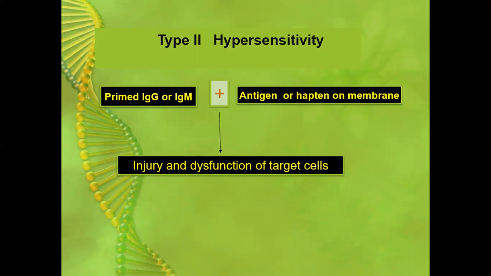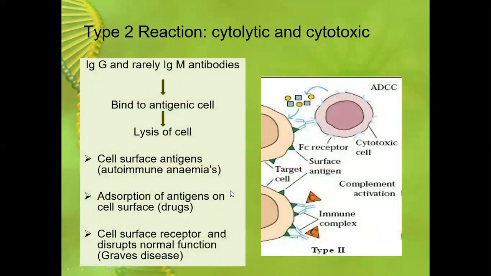Next, type 2 hypersensitivity reaction. So here the primed immunoglobulin G or immunoglobulin M, that is sensitized immunoglobulin G or M, upon the antigenic stimulus or hapten on the membrane, causes injury and dysfunction of target cells. And this is the mechanism involved in type 2 reaction that involves cytolytic and cytotoxic reactions.